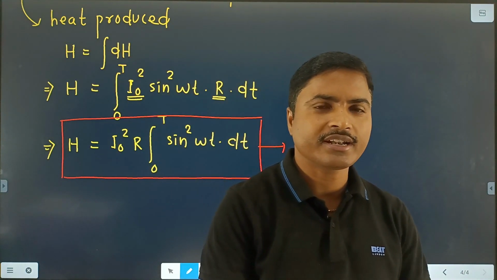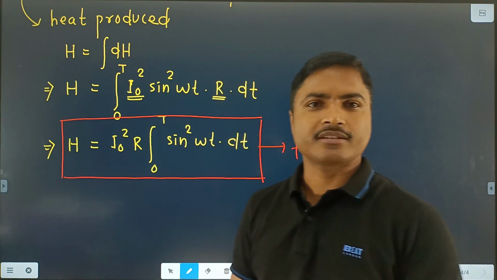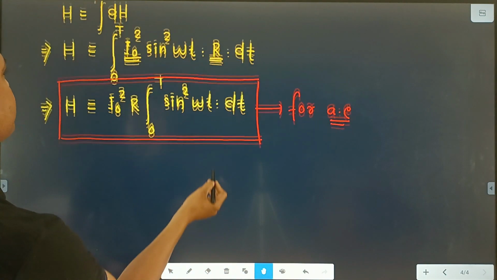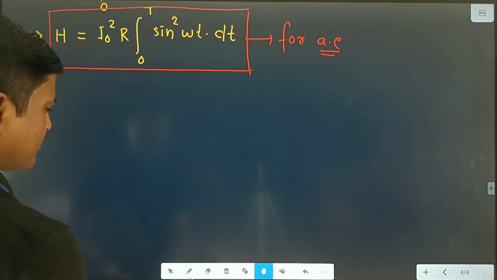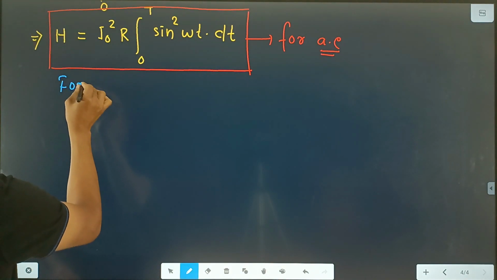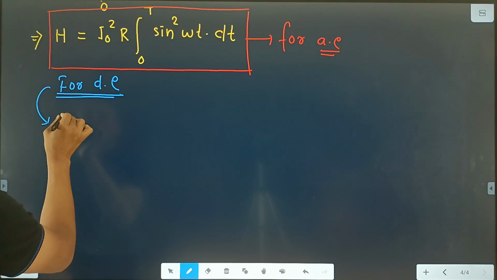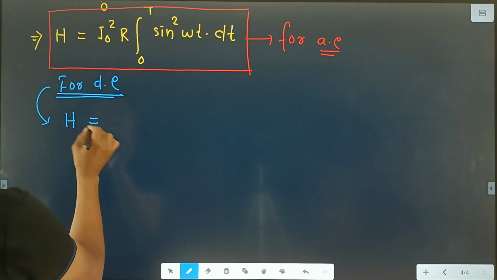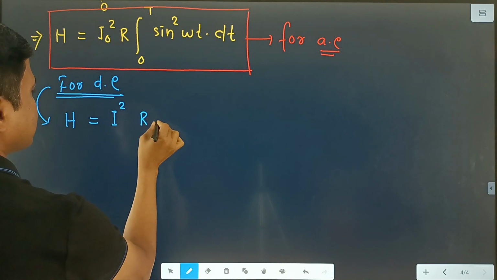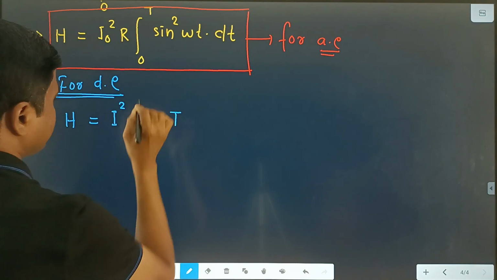Suppose in place of alternating current, direct current is there. If direct current is there, then what is the amount of heat produced? We write the equation for direct current. Simply we write for direct current total heat produced, suppose we also write H. H is equal to, you know the formula. The formula is I square R multiplied by T. Here time is capital T.